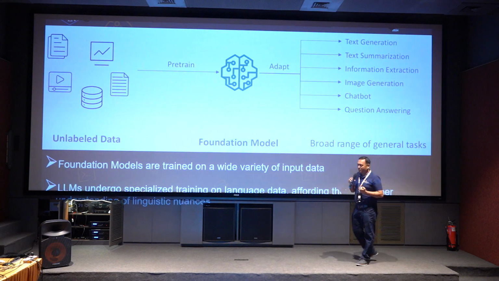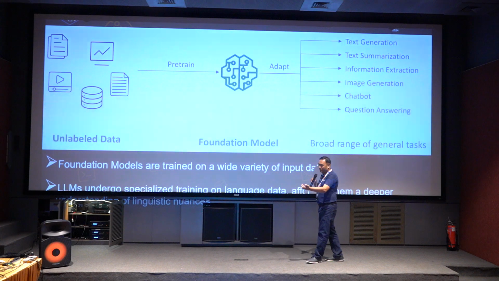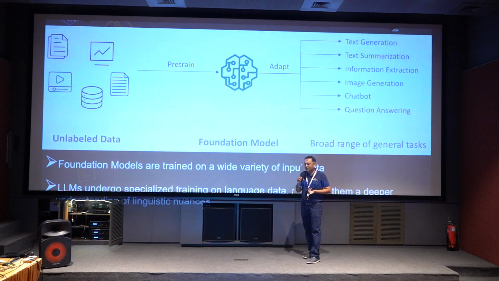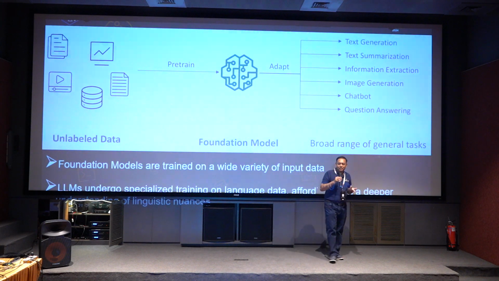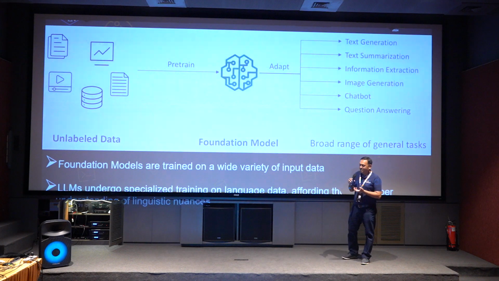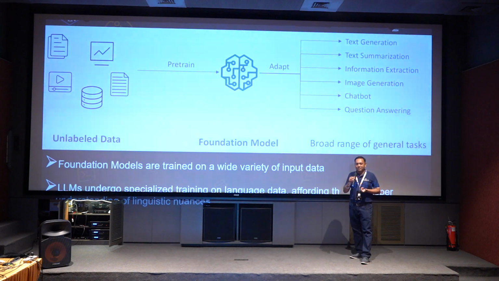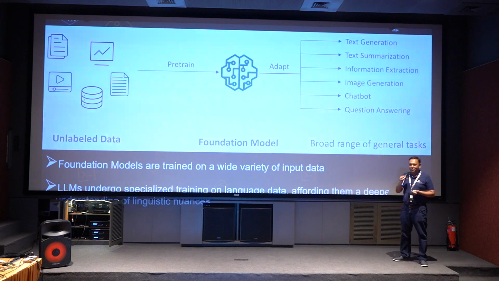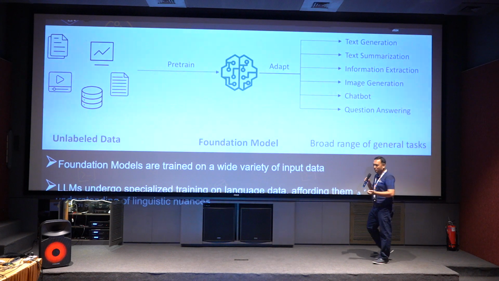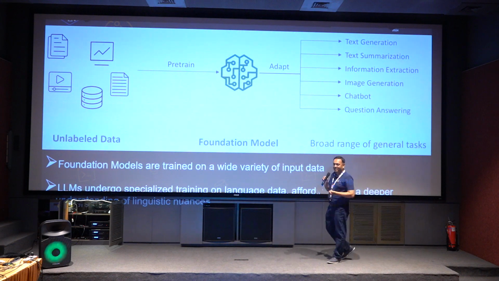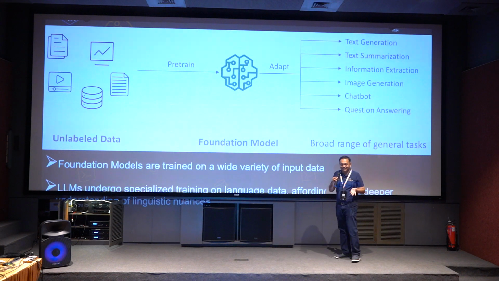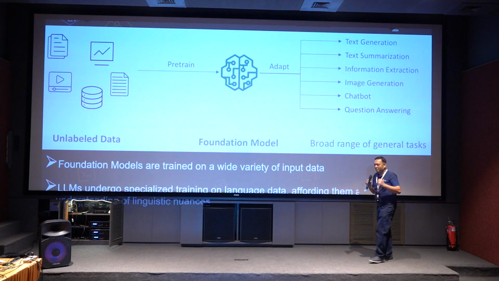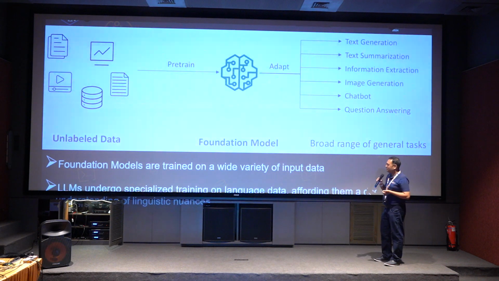So what are the tasks a foundation model can do? Those tasks are given here: text generation, text summarization, information extraction, image generation, chatbot, question answer. I think most of the students are using ChatGPT or chatbots to solve their puzzles, assignments, etc. Right? So they are aware of how to do text summarization, information extraction, create reports, etc. Behind the scenes, a foundation model is used.